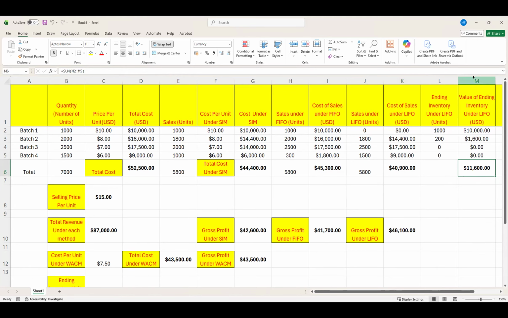So do I need to calculate it one by one like this? The total value of the ending inventory? Or I can simply do total cost minus the cost of sales. Is it clear? Is it clear to everyone?